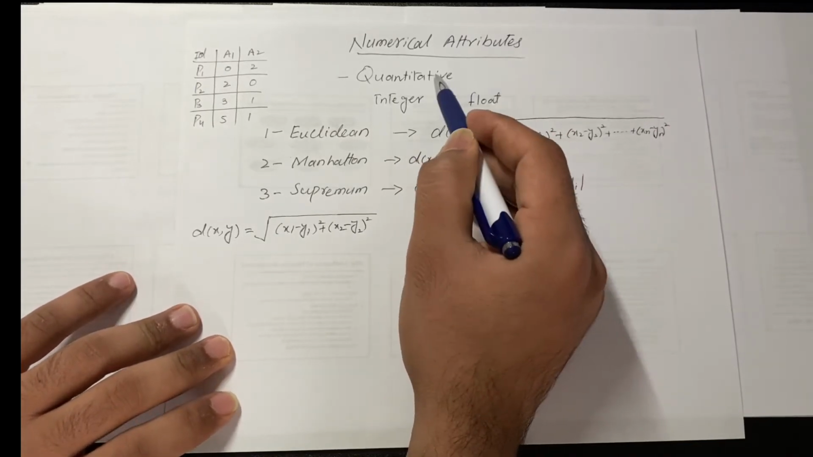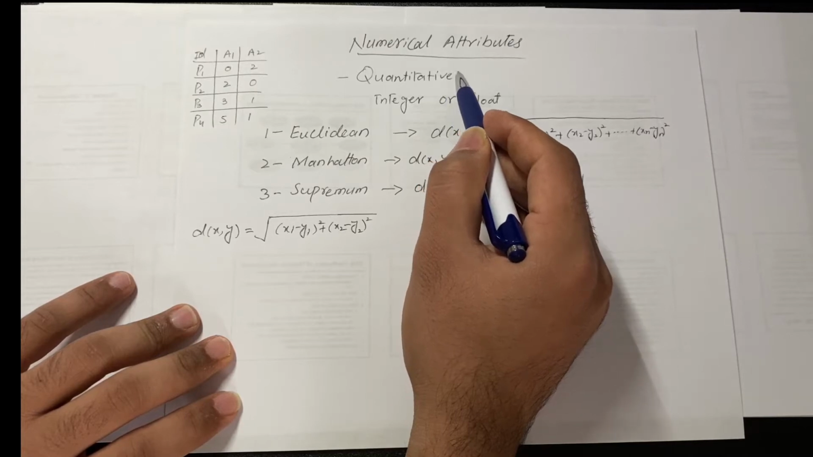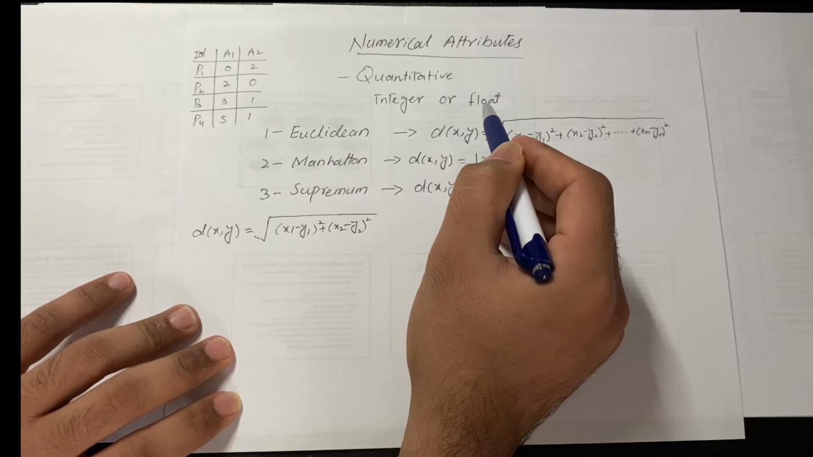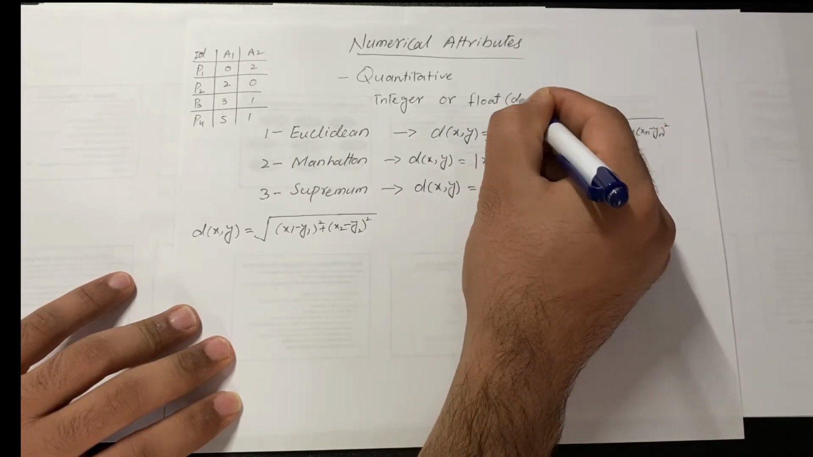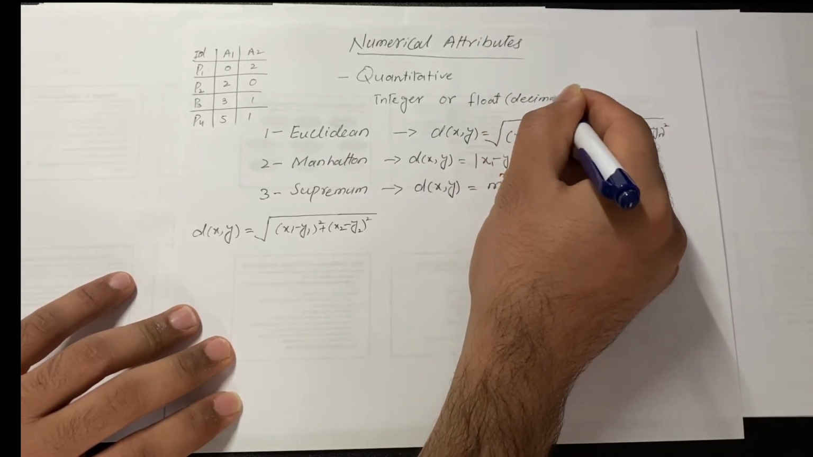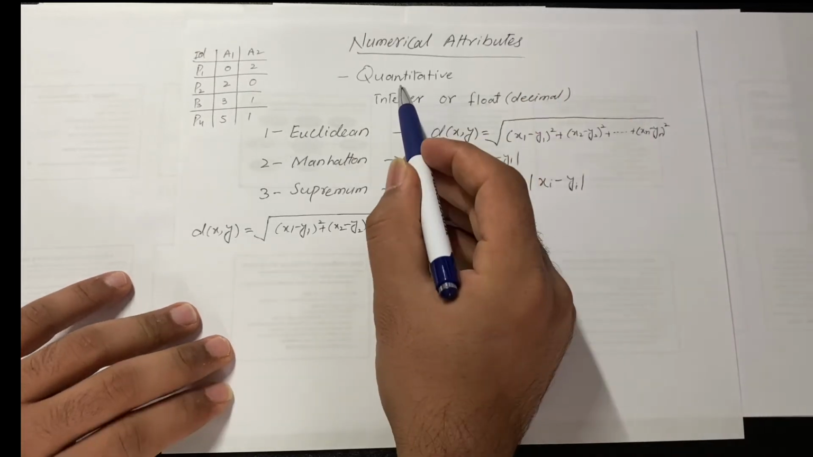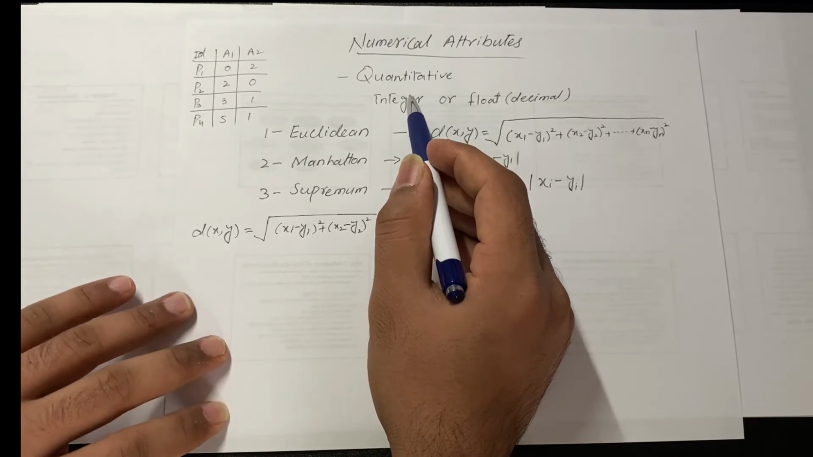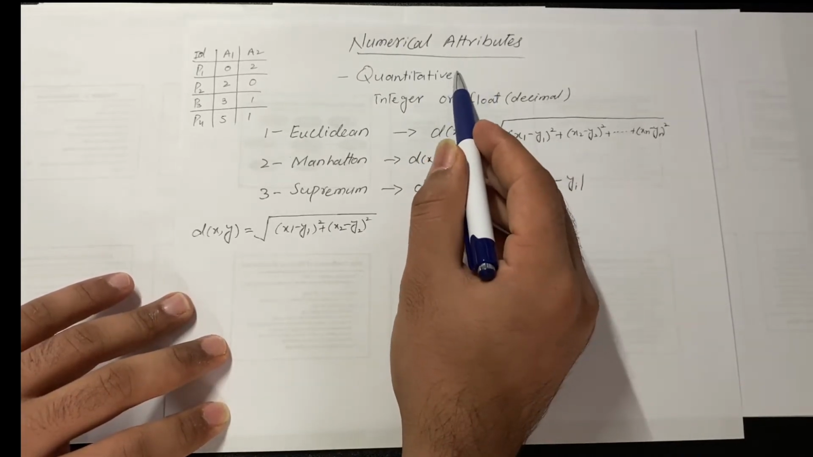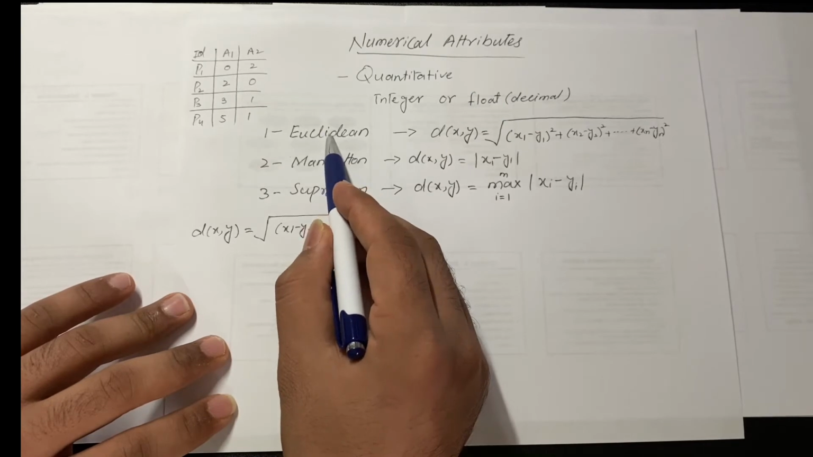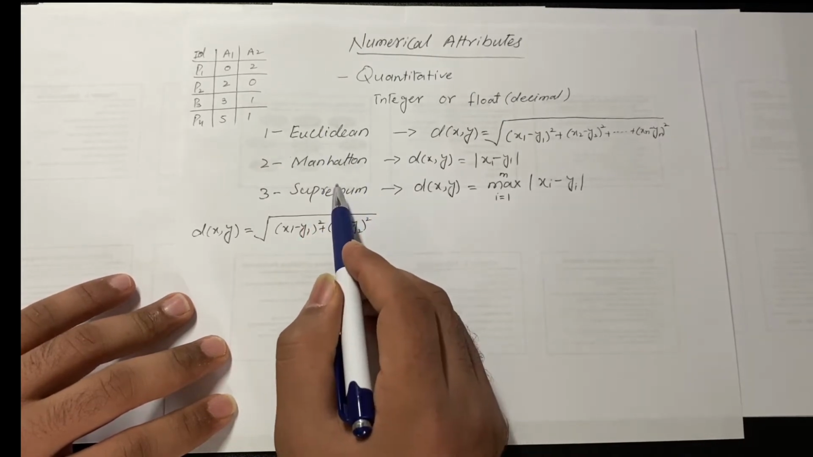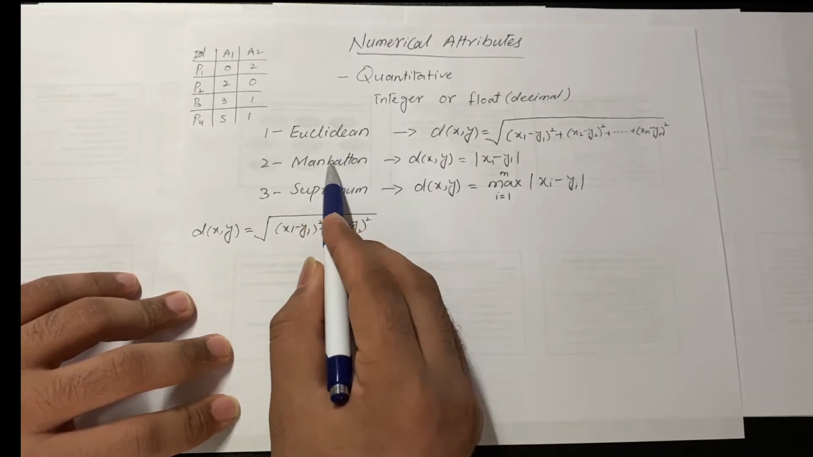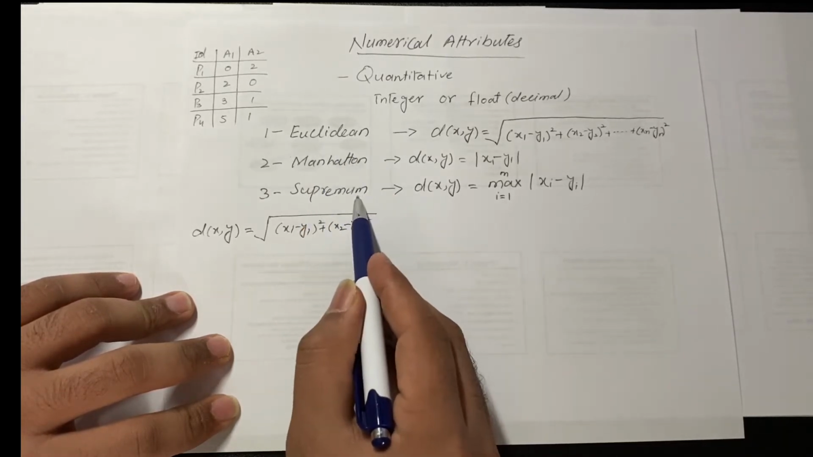Numerical attributes are quantitative. That can be in integer form or float-like decimal form, because quantitative is measurable. So for numerical attributes, we will use three methods to find out the distance. One is Euclidean, second is Manhattan, third is Supremum.